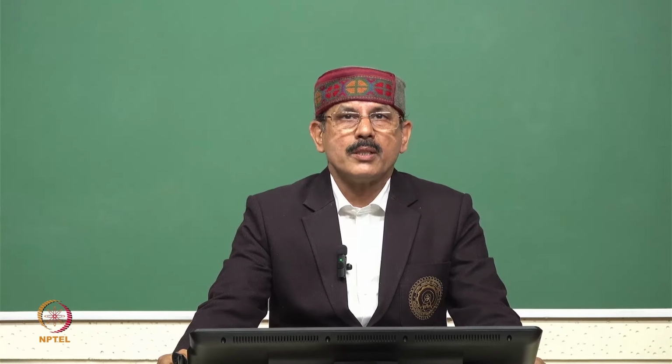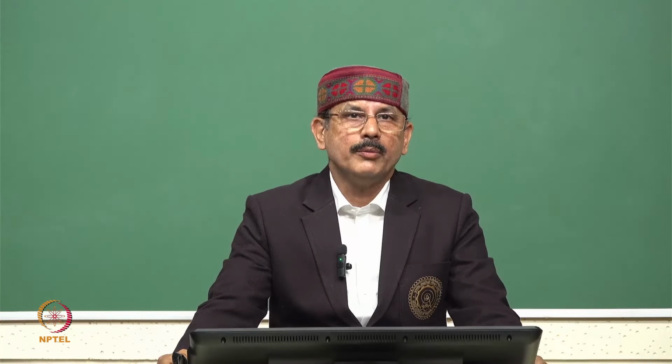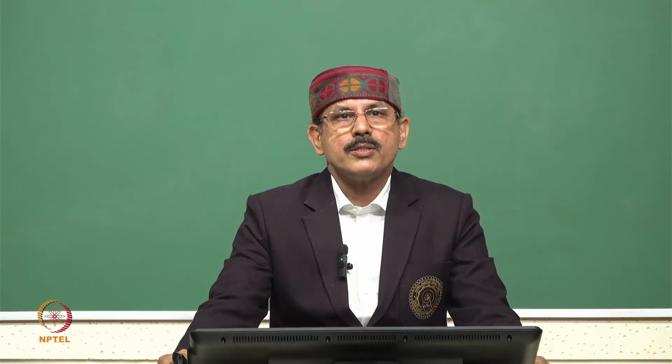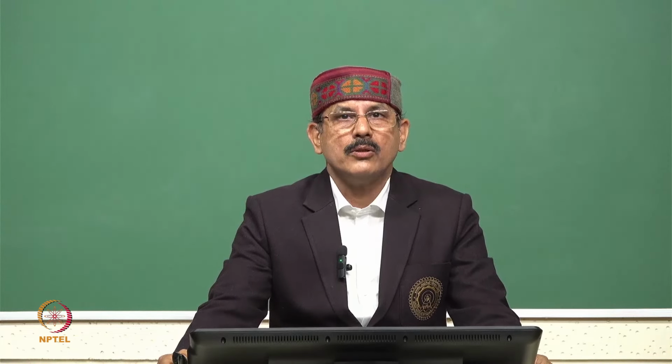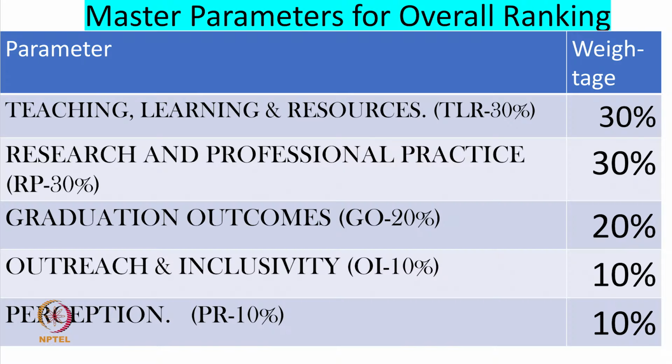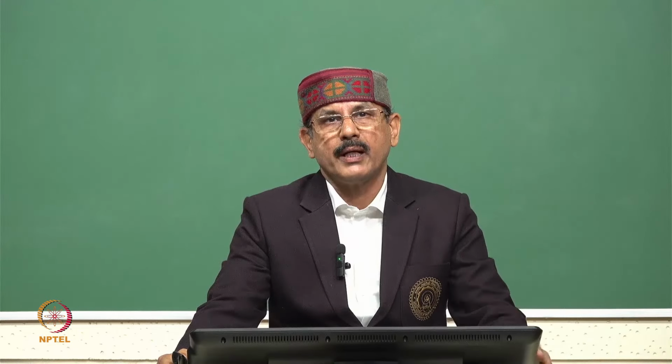So when you talk about the master parameters of overall ranking, we can group them under 5 categories. First is teaching, learning and resources, that is called TLR. The total weightage is 30%. Then research and professional practices, total weightage is again 30%. Graduation outcomes, 20% weightage. Outreach and inclusivity, 10%. Perception ranking, 10%. So altogether these 5 components come to 100% total. So these are the major 5 categories.